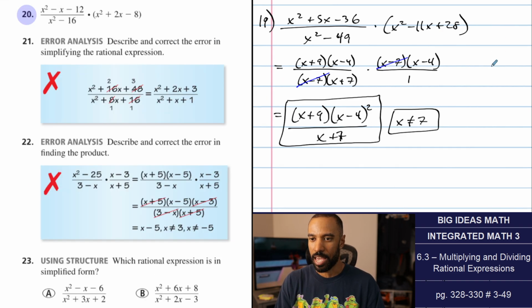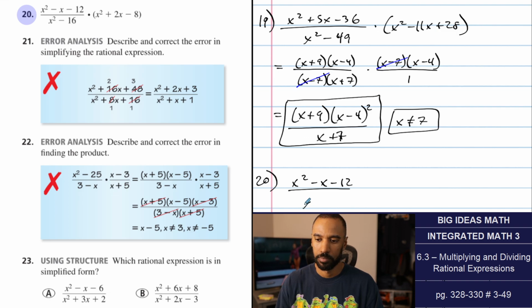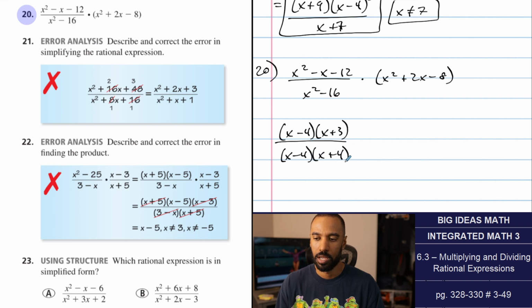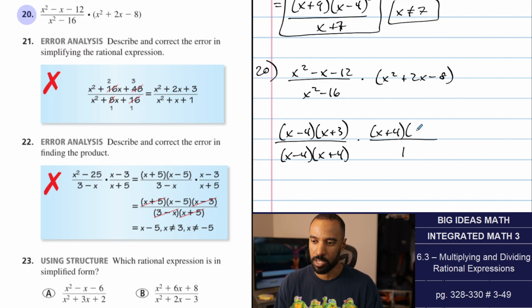Last one from this set, number 20. We have another multiply by a polynomial. Okay, we will also put that one over 1 as we do all of our factoring. So we got x minus 4 times x plus 3. We got a difference of 2 squares in x minus 4 times x plus 4. And this is times something over 1. 1 is irrelevant again. x plus 4 times x minus 2. Okay, x plus 4s, x minus 4s, and that's it.